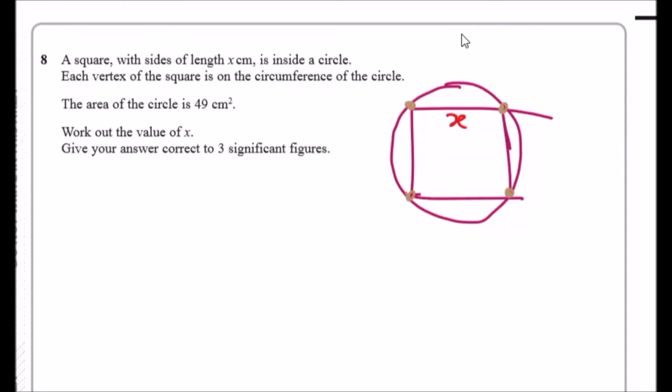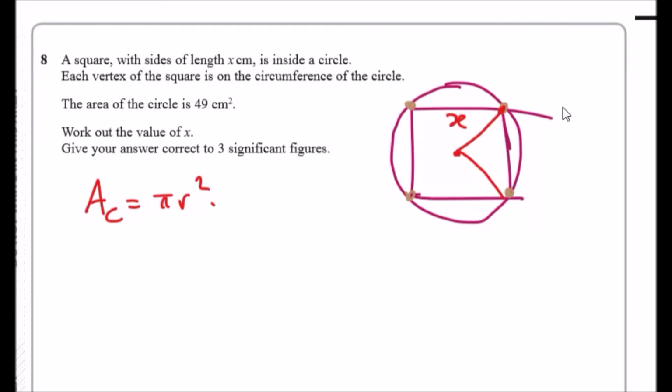Work out the length. Now let's talk about the area of each one. The area of a circle is always pi r squared. Just look at it carefully. If we draw a point here, we can say that the radius is like this.